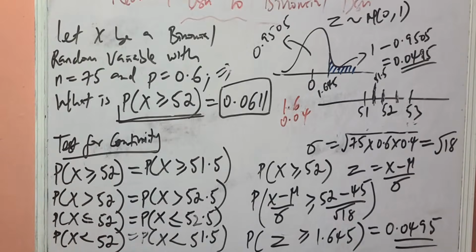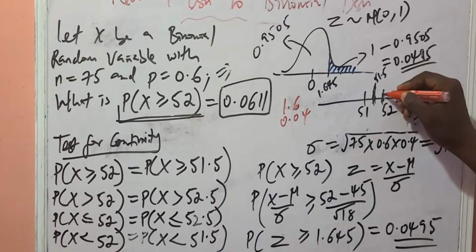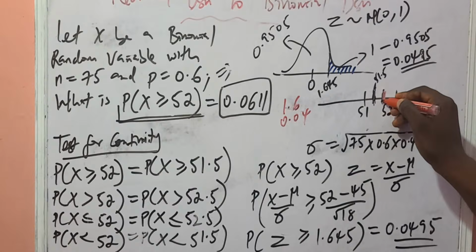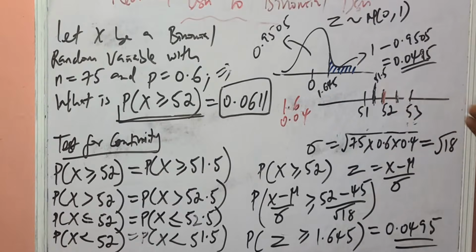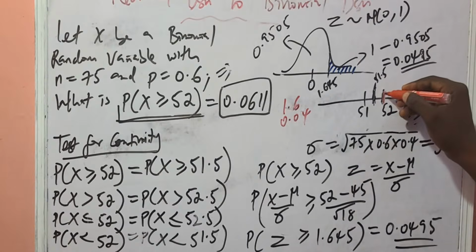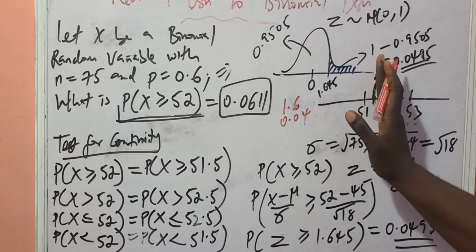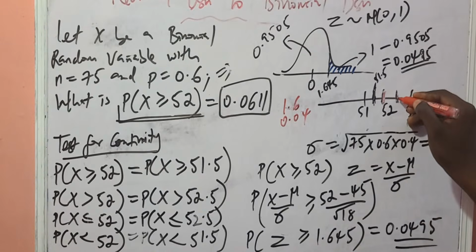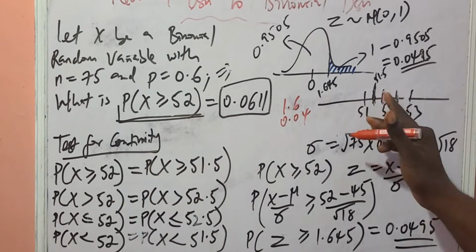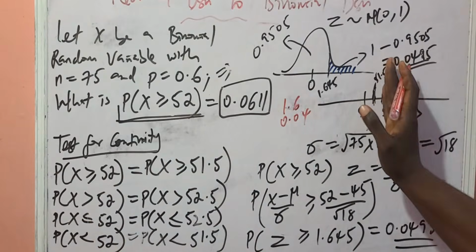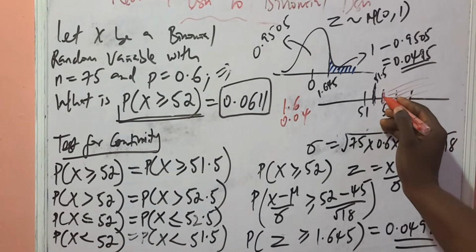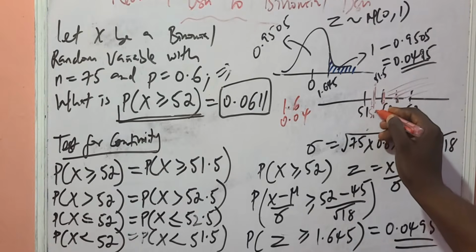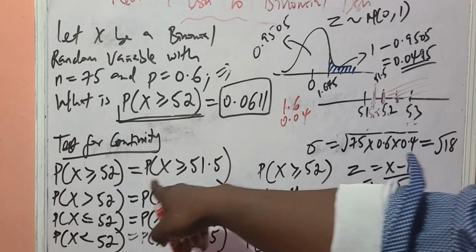Now, if we went on to start from here, we don't feel very convenient in doing that because we are to include 52. The area from here may not touch the 52. So we move it a bit. Since the sign said greater than, we're interested in all of this space. So move it backward a bit. We're starting from 51.5 when we are dealing with a case like greater than or equal to 52.